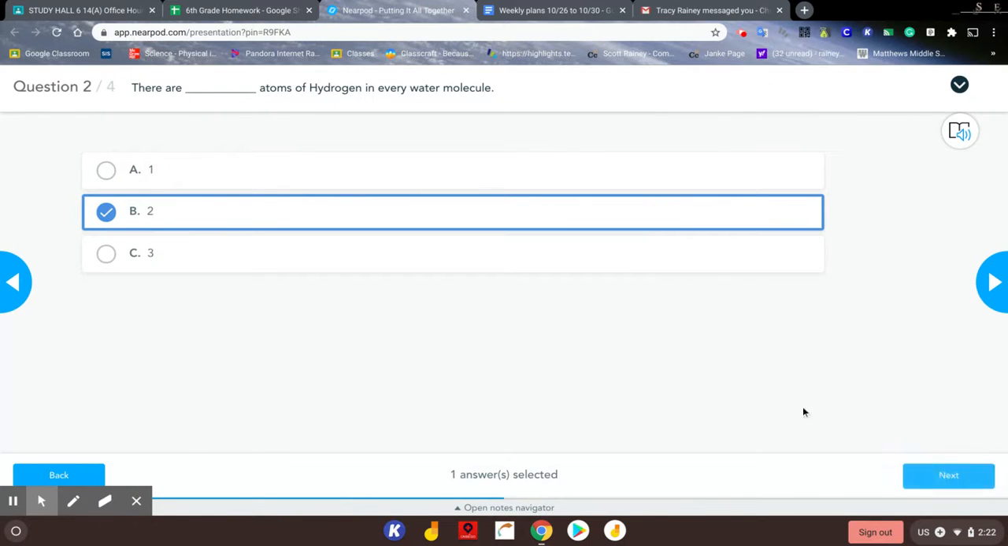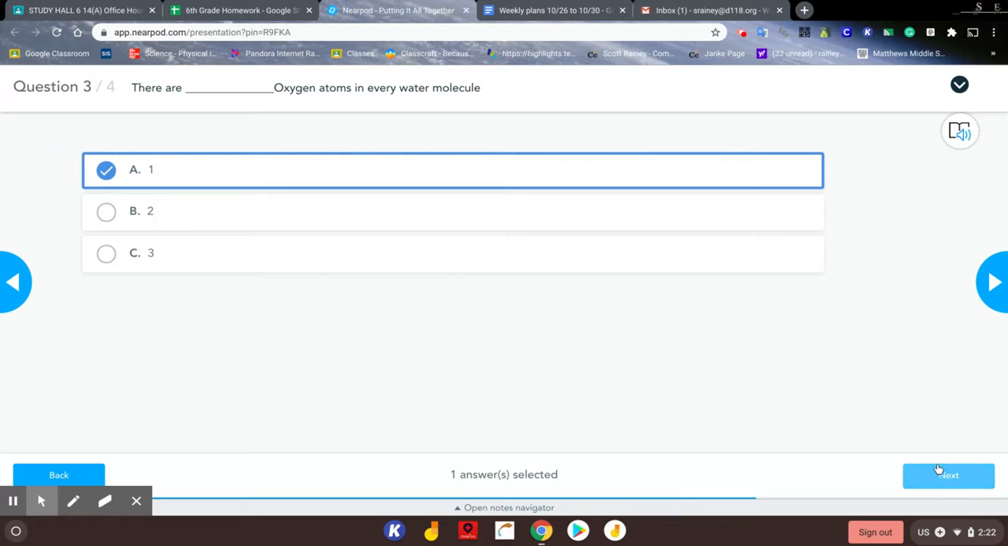There are 2 atoms of hydrogen in every water molecule. Water is H2O. That subscript 2 represents that every molecule of water has 2 hydrogen. There is 1 oxygen atom in every water molecule, because in water, the O has no subscript. If an element is in a formula, that means it's there.